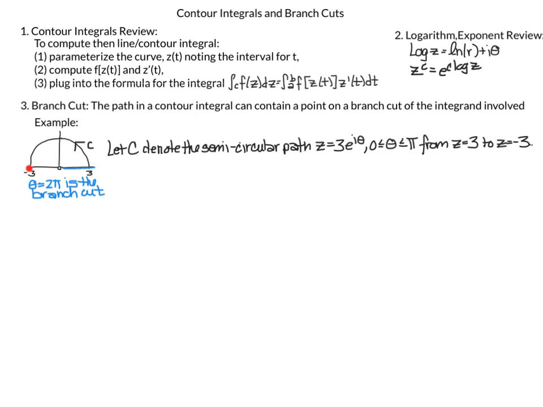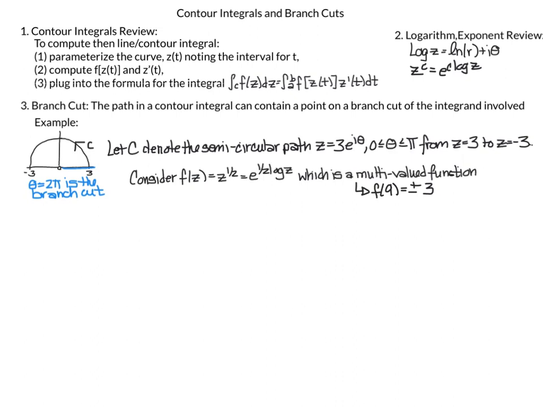So it doesn't have the pi to 2 pi, so it cuts out the bottom half. Because theta can equal 0 and it can equal pi, we are including the points z equals 3 to z equals negative 3. So actually writing this is sort of redundant because I've already told you that theta will go from 0 to pi, including the endpoints. The function we want to integrate, our f of z, is equal to z to the 1/2. Using our definition of a complex number raised to an exponent, that's equal to e to the 1/2 log of z. And we can see this is a multi-valued function.